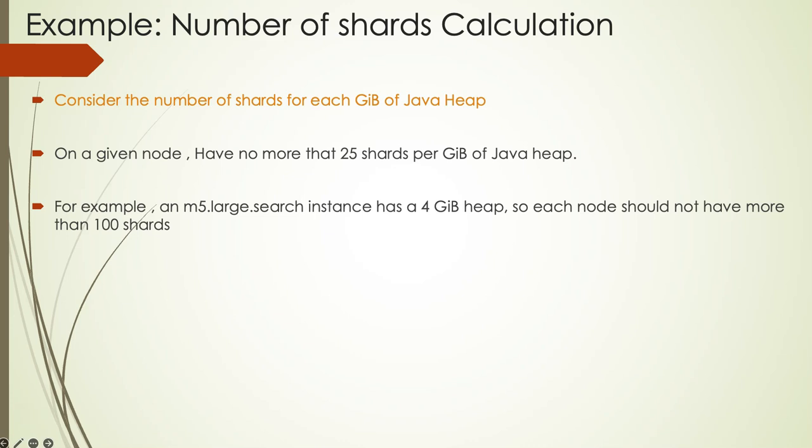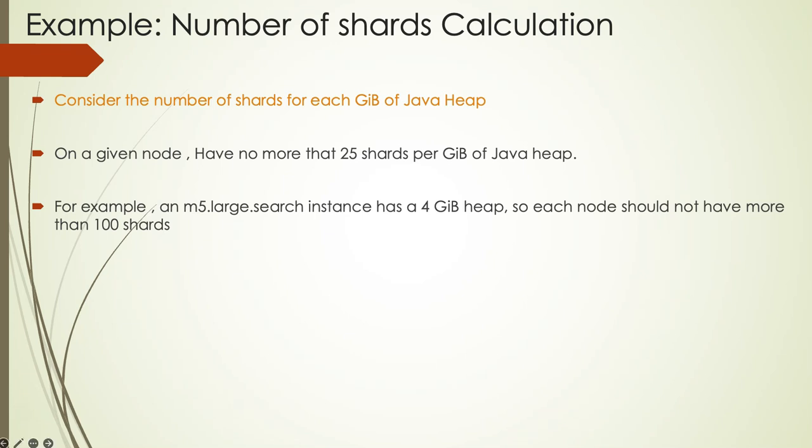So the recommended number of shards is that each node should not go beyond 100 shards, right? You're not looking to have more than 25 shards per GB of heap. So if we have this 4 GB of heap multiplied by 25, that comes to 100 shards. Hopefully you have an idea of how to calculate the shards.